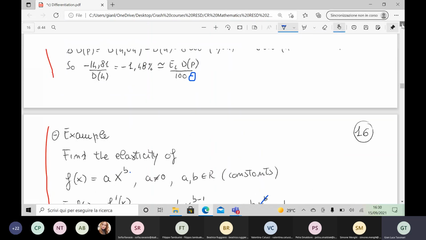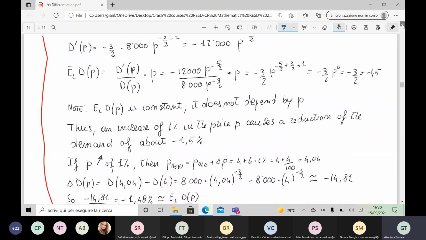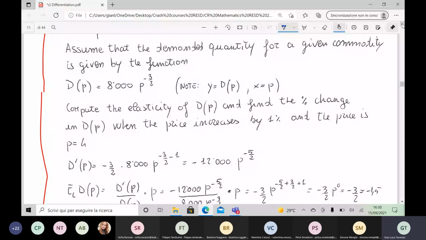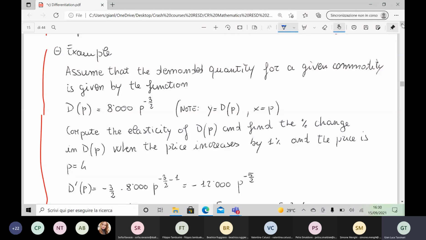We have this exercise, which is an economic example. I do not remember it, so let's read it together. It's an exercise of economics, only to show something about economics. Assume that the demanded quantity for a given commodity is given by the following function: d of p is equal to 8,000 times p to the power minus 3 over 2. Guys, this is a function with nothing special. d of p is like f of x, or simply y.